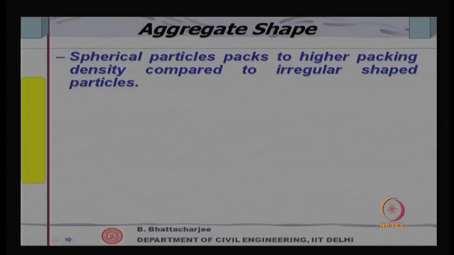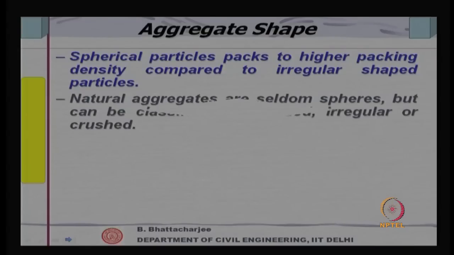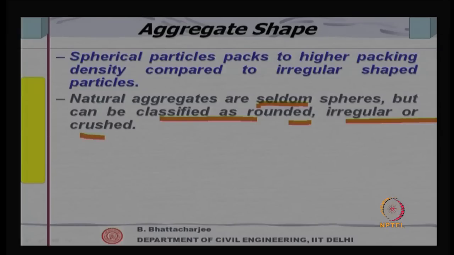Spherical particles pack to higher packing density compared to irregular shapes, right. Natural aggregates are seldom spheres, but they can be classified as rounded, irregular or crushed, as we have seen.